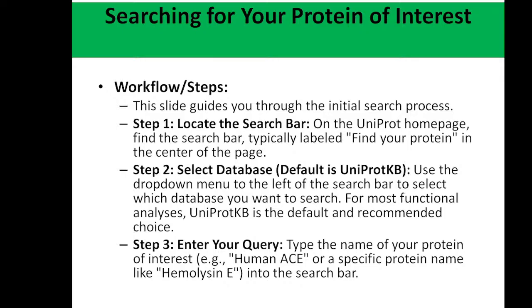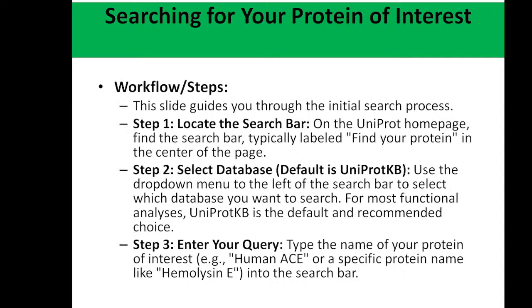The next one is our workflow for our protein of interest. The first step is to locate the search bar by going to UniProt's homepage and finding the search bar, typically in the center of the page. Then we have to select the database, and by default, you are going to see UniProtKB. You use the drop-down menu on the left of the search bar to select which database you actually want to use.